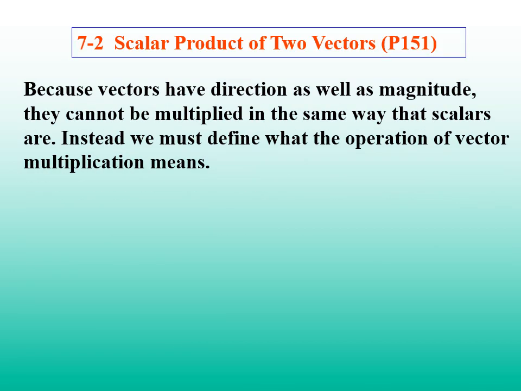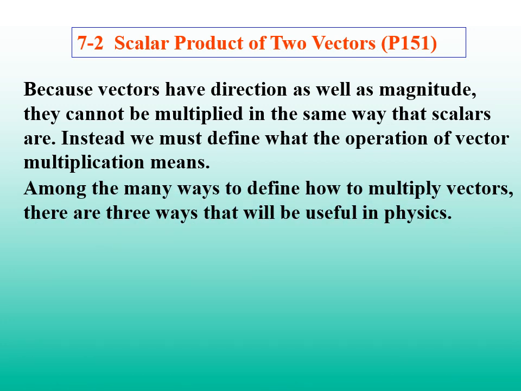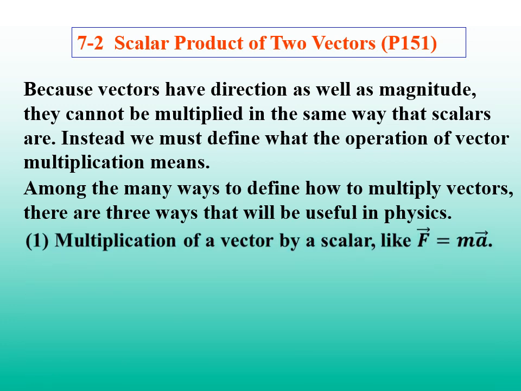Scalar product of two vectors. Because vectors have direction as well as magnitude, they cannot be multiplied in the same way that scalars are. We must define what the operation of vector multiplication means. In physics, 3 ways of multiplication of vectors are useful. 1. Multiplication of a vector with a scalar, like F equals ma.